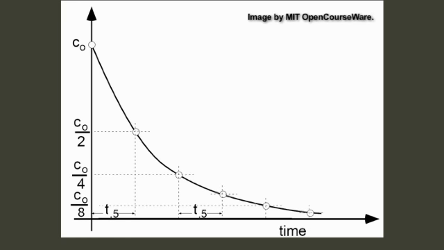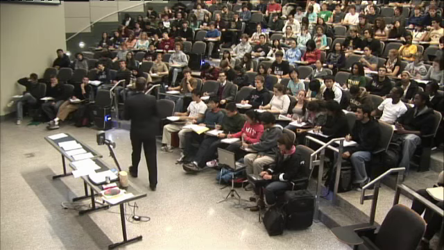So here it is. Here it goes down to a half, and then a half of a half is a quarter. It's the same time interval. And then a half of a quarter is an eighth, and it's the same time interval. So you get the sense. And the most important thing is the half-life is independent of concentration. So it doesn't matter what the starting concentration is.